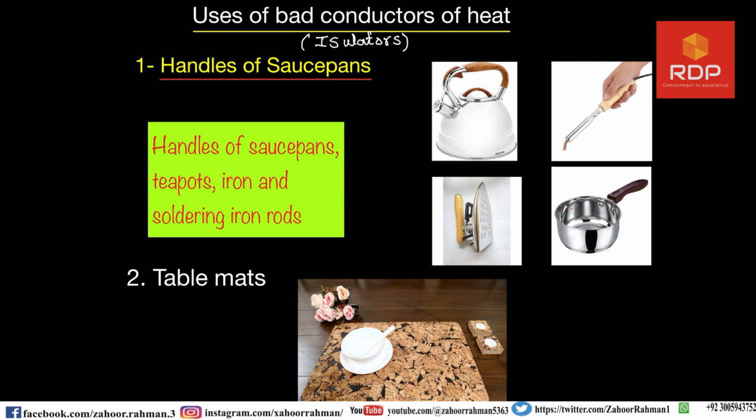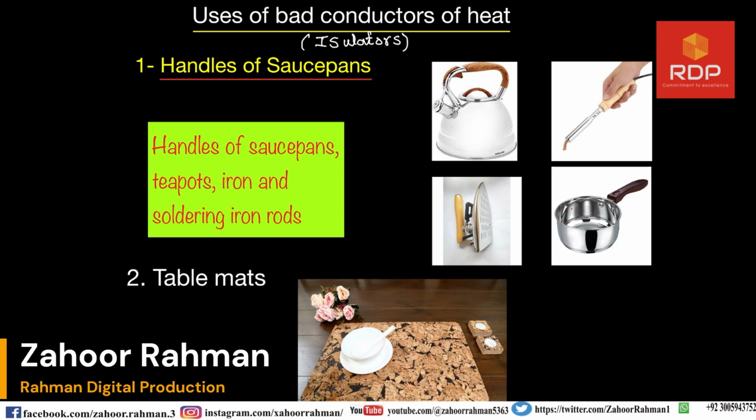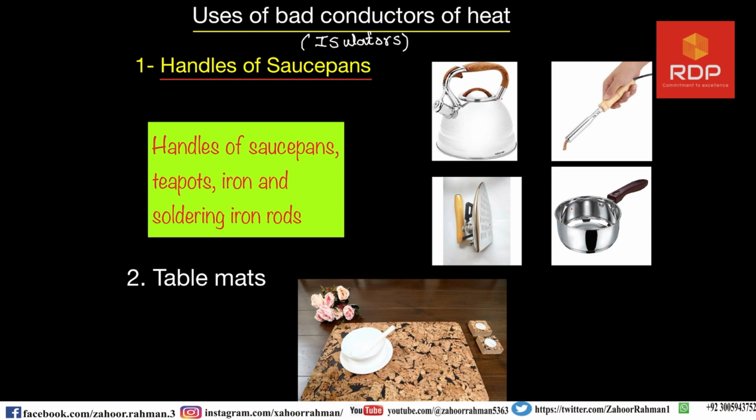So, for that particular purpose, handles of saucepans such as kettles, teapots, irons, and soldering iron rods are made of wood or plastics. Why? Which are very poor conductors of heat. In this way, the hot utensil or iron can be picked up without scalding our hand, without burning our hands.